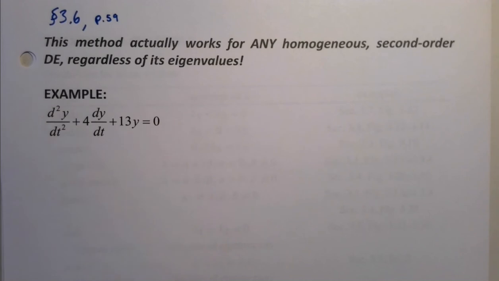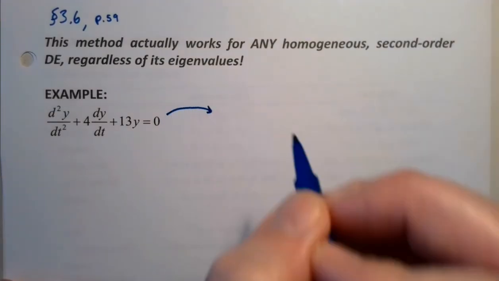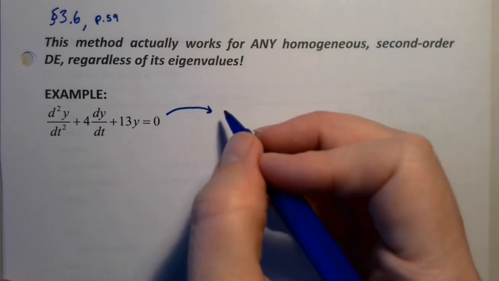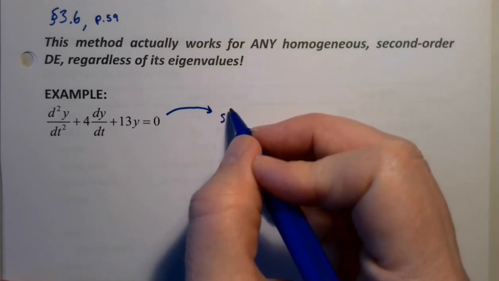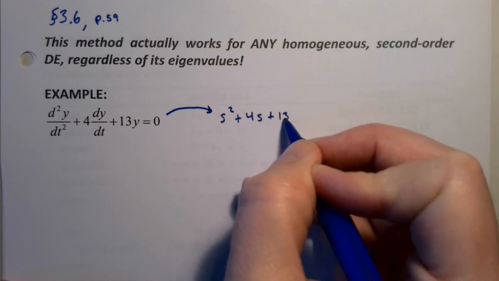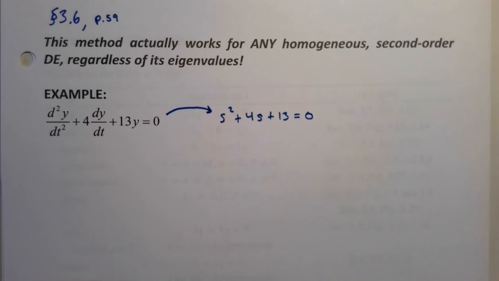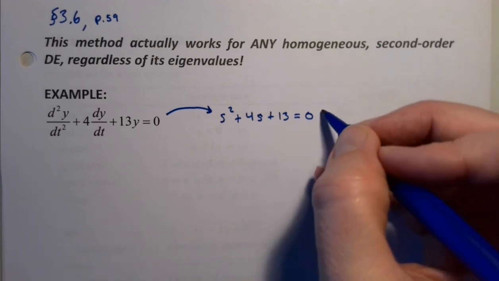So let's use that trick and say, if this is our second order differential equation, then that translates into a characteristic polynomial that would look like this. s squared plus 4s plus 13 equals 0. And if that's the case, then it's a little bit complicated because this is not something that factors nice and neat. But we can still solve it.